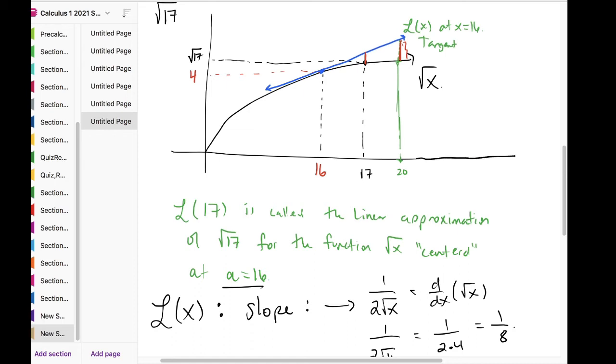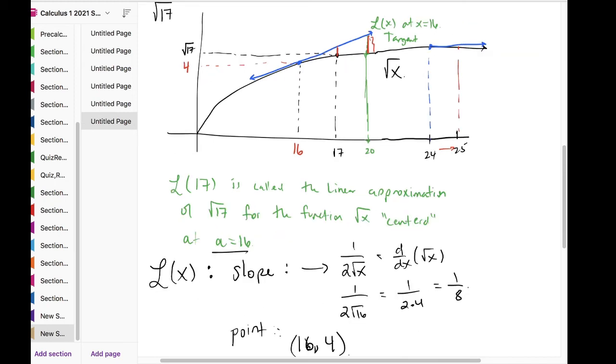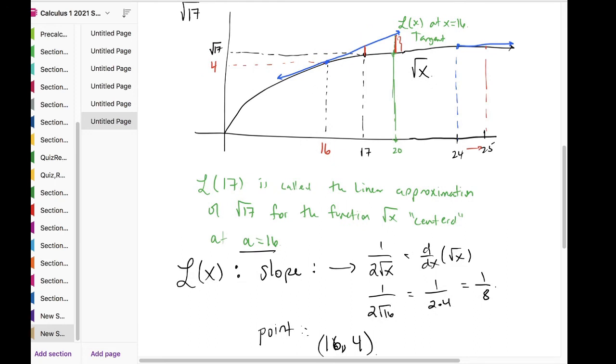What happens when we get to like 24? Should we use 16 for our approximation? No, we have 25 instead. We have one that we know. This is a lot closer. So this is like a better approximation. So this tangent line, that's going to be really close. Yeah, so that's the idea of what's going on here.